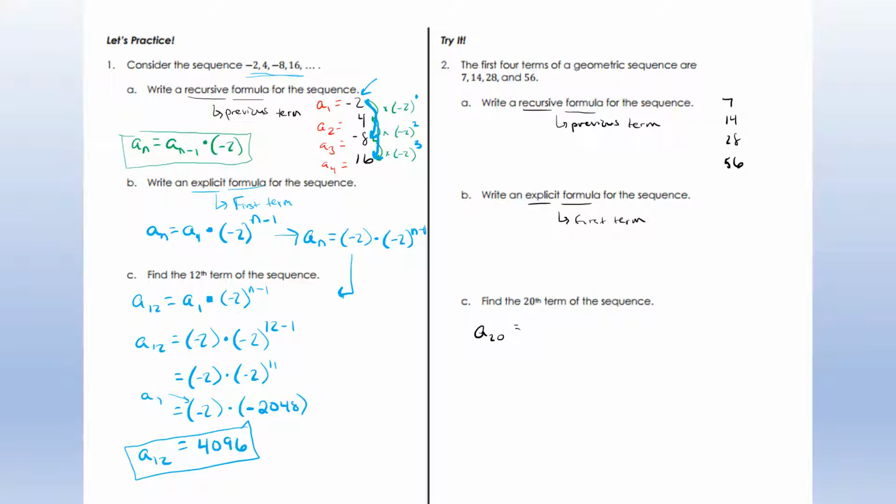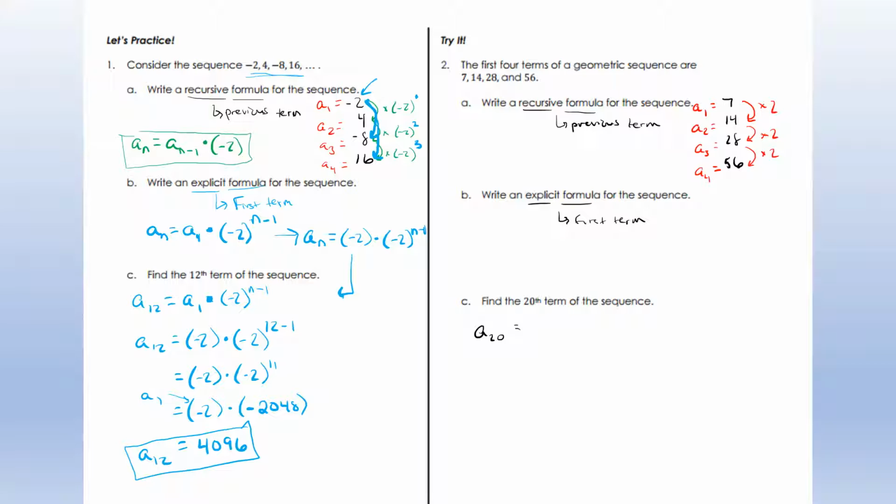All right, so looking at these numbers here, 7, 14, 28, and 56, the first term is 7, the second term is 14, the third term is 28, and the fourth term is 56. How are we getting from one term to the next? Well, 7 times 2 is 14. 14 times 2 is 28. 28 times 2 is 56.